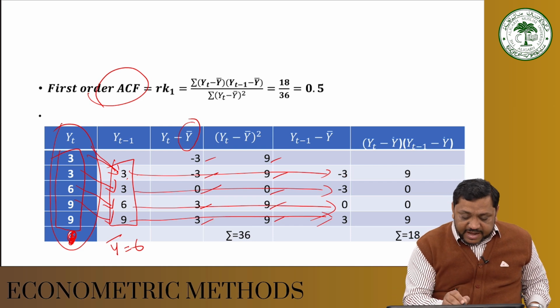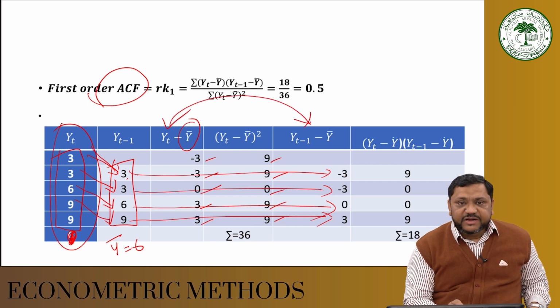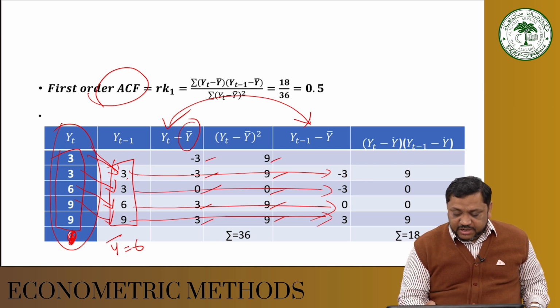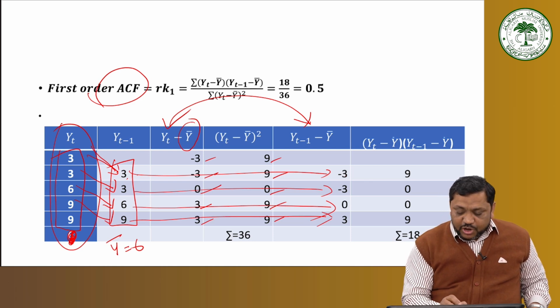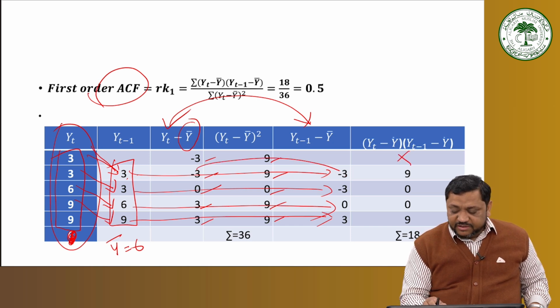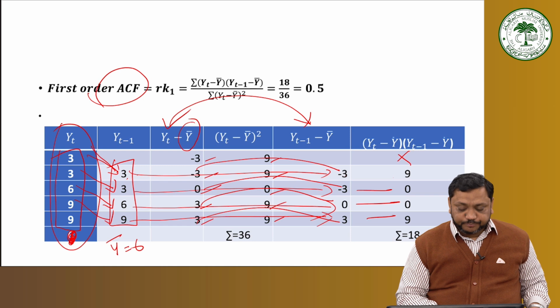Then we multiply this column with this column, that is, yt minus y bar multiplied by yt minus 1 minus y bar. So there is no calculation over here; we start from here. 3 and minus 3 becomes minus 9, 0 and minus 3 is 0, 3 and 0 is 0, 3 and 3 is 9.